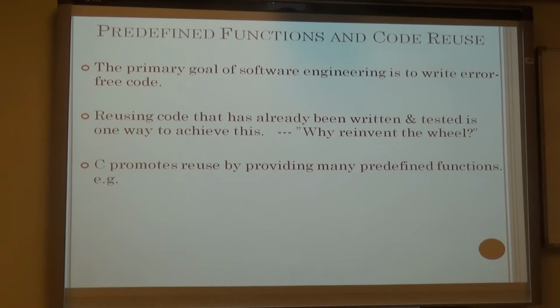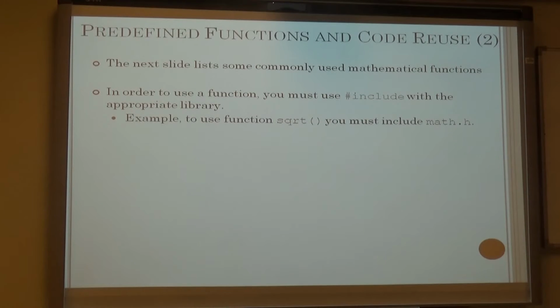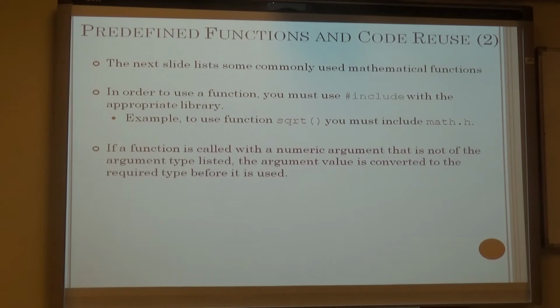The C programming language promotes reuse by providing many predefined functions. For example, we have mathematical computations, input and output, printf, scanf, square root, abs, max, and so on. In the next few slides, we are going to look at some commonly used mathematical functions. In order to use a function from the math library, we have to use an include statement, a preprocessor command, to mention the appropriate library. For example, to use sqrt, we have to include the math.h library.